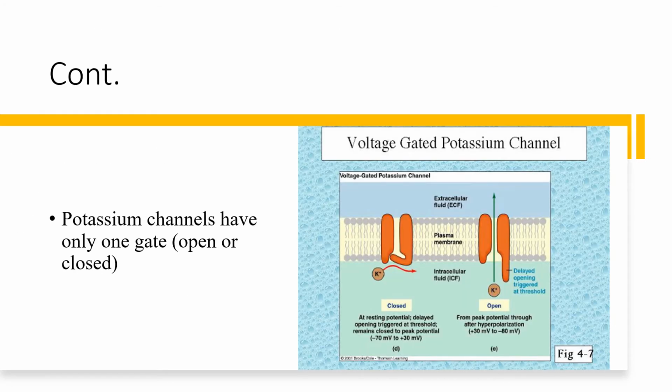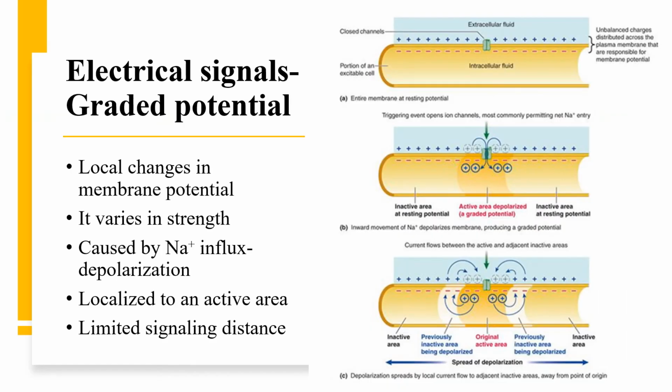Another important voltage-gated channel is the potassium one. The potassium channel is a lot simpler than the sodium one, and it has only one activation gate, which can be either open or closed. As I said earlier, changes in ion concentrations between intracellular and extracellular fluid, as a result of their movement through the membrane, produce electrical signals.